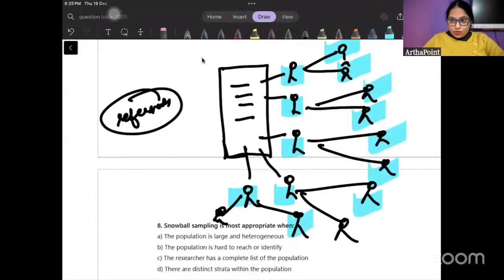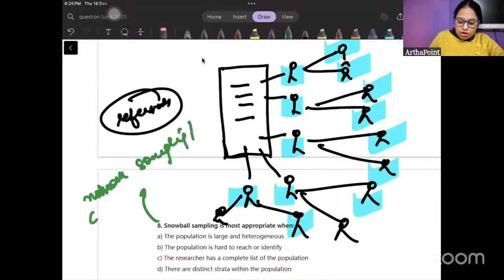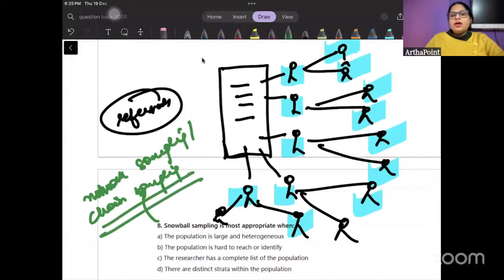And therefore, what I am doing is creating a network or a chain. So this is also called network sampling or chain sampling. When do we create this? When it is difficult to collect information from people. Usually, especially in villages. For example, I go to a village.